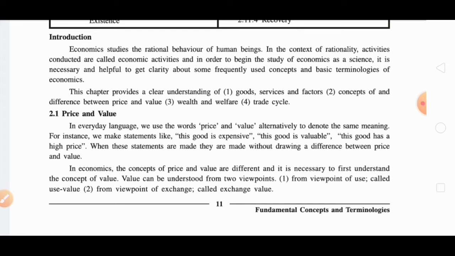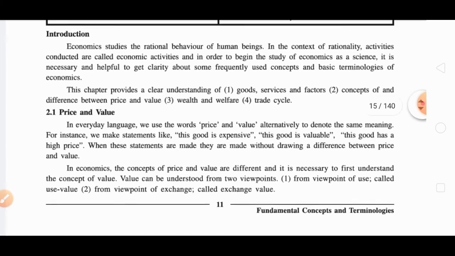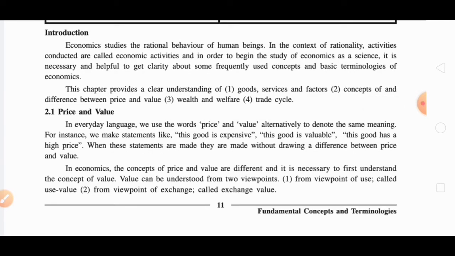First paragraph. In everyday language, we use the words price and value alternatively to denote the same meaning. It means we never differentiate between the words price and value. For instance, without knowing the exact meaning of price and value, we use statements like this good is expensive, or this good is valuable, or third one, this good has high price.